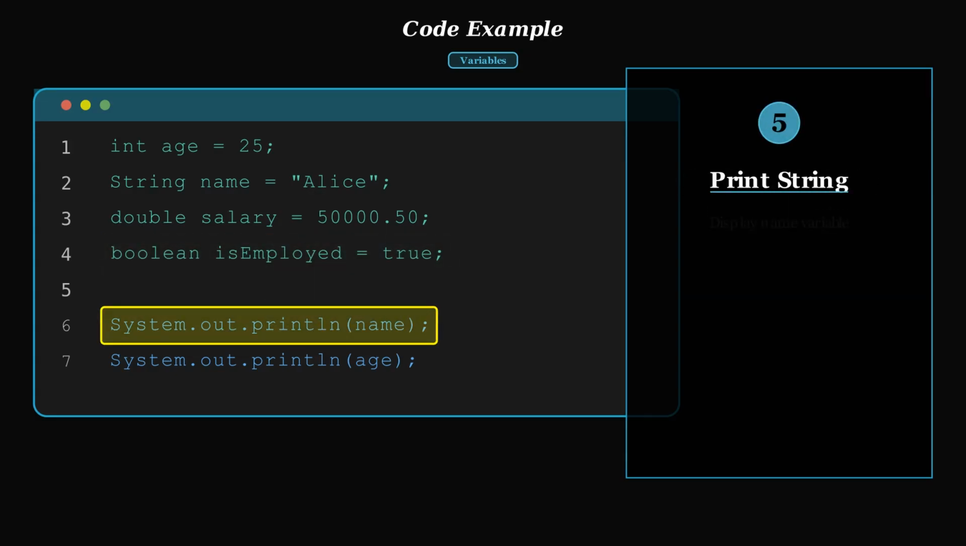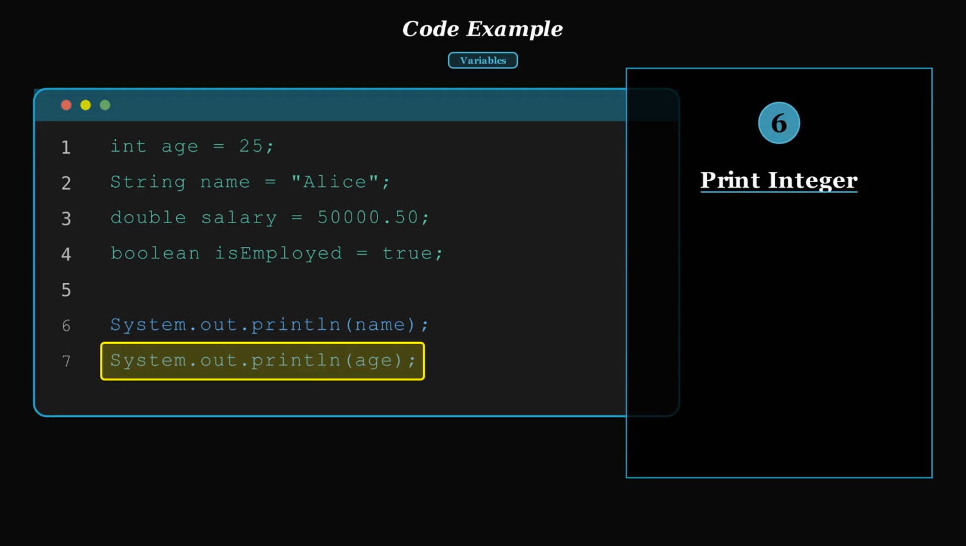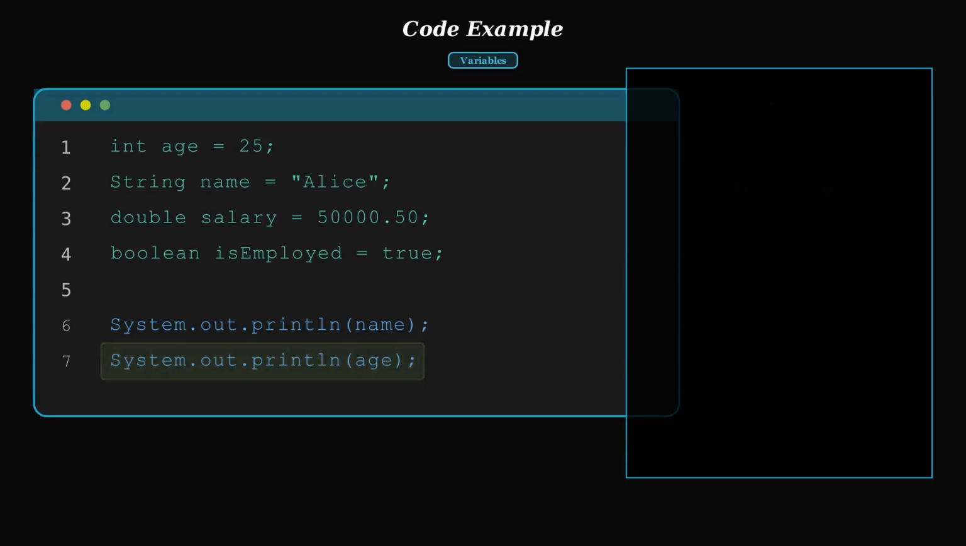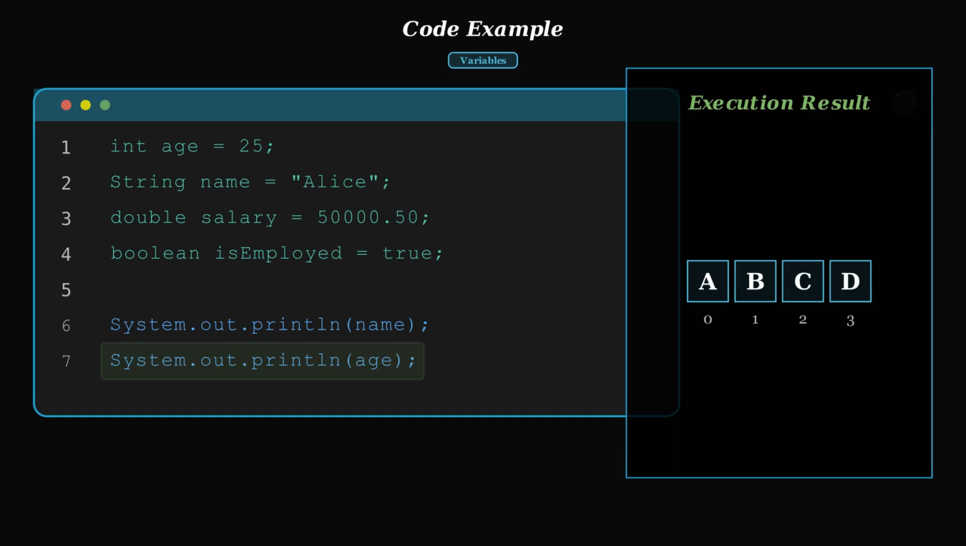Print string. Display name variable. Print integer. Display age variable. Now let's see the output of this code.